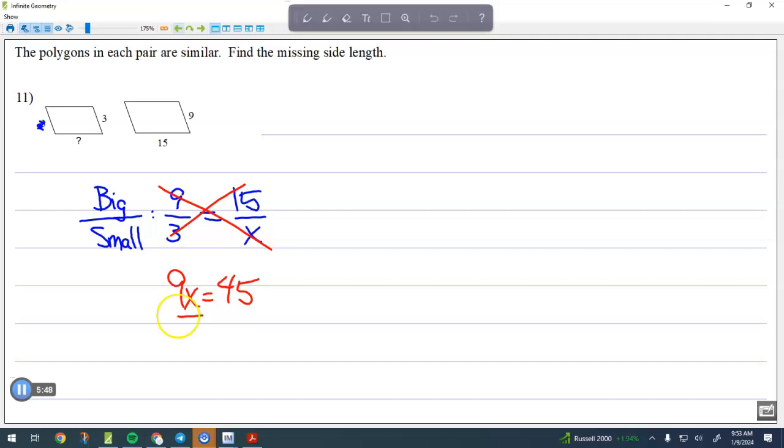And then divide by the number in front of the x. We got 5. So if we put the 5 there, that makes sense. That's what we're doing. You set up the same idea, big over small, and then you're just going to find out the x.